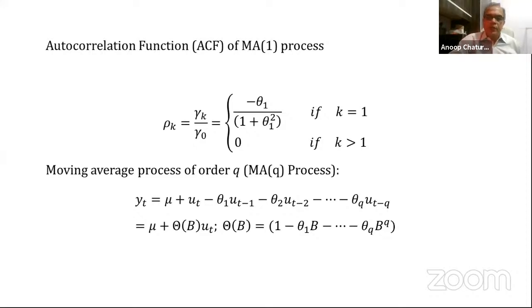Now, similarly, you may define the moving average process of order Q, which is given here. In the moving average process of order Q, we assume that the current observation is generated by the current shock as well as by UT minus 1, UT minus 2, and so on up to UT minus Q, so up to Q period lagged shocks. Then we write YT as the MAQ process: YT equal to mu plus theta B UT. Theta B is also an operator, defined as 1 minus theta 1 B minus and so on, minus theta Q B to the power Q.